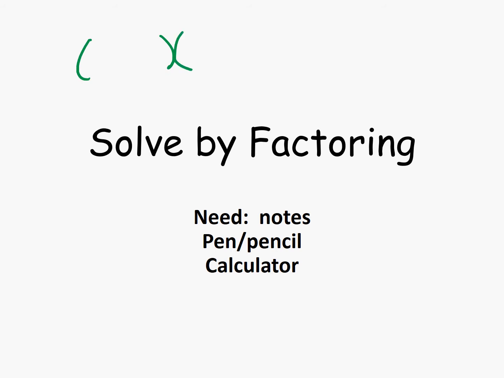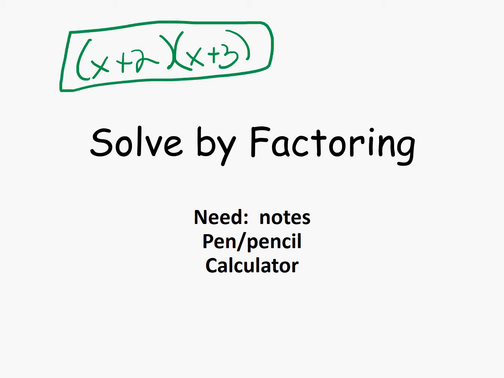We say this is one factor, let's say x plus 2, and then the other factor was x plus 3. So far, this has been your final answer, and today, with solving, this is no longer going to be your final answer. We're going to add one more step to the process. So what you're going to need today are your notes, a pen or a pencil, and a calculator.